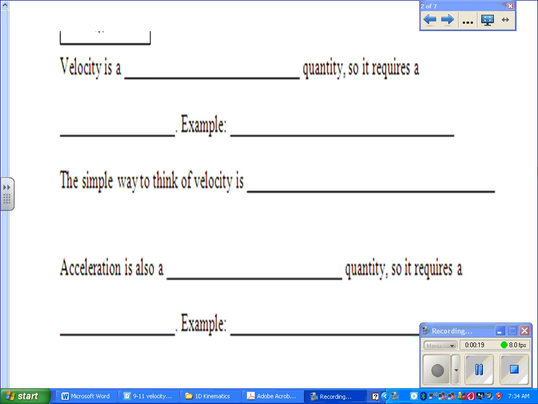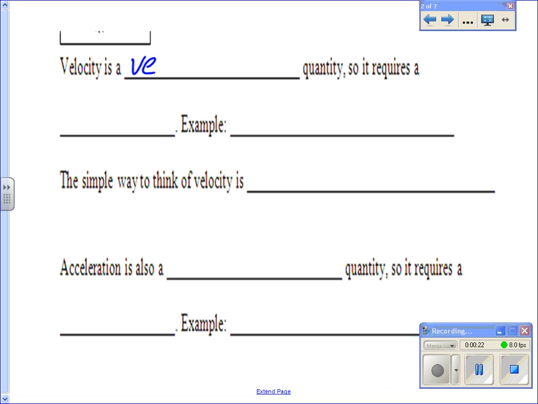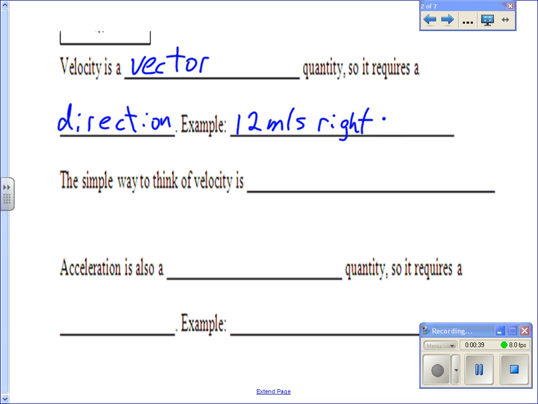All right, so velocity is a vector. It's a vector quantity, so it requires a direction. So example is you are traveling at 12 meters per second to the right. Another one could be you are going 1.7 meters per second up. As long as there's a direction, then that is, by definition, a velocity.